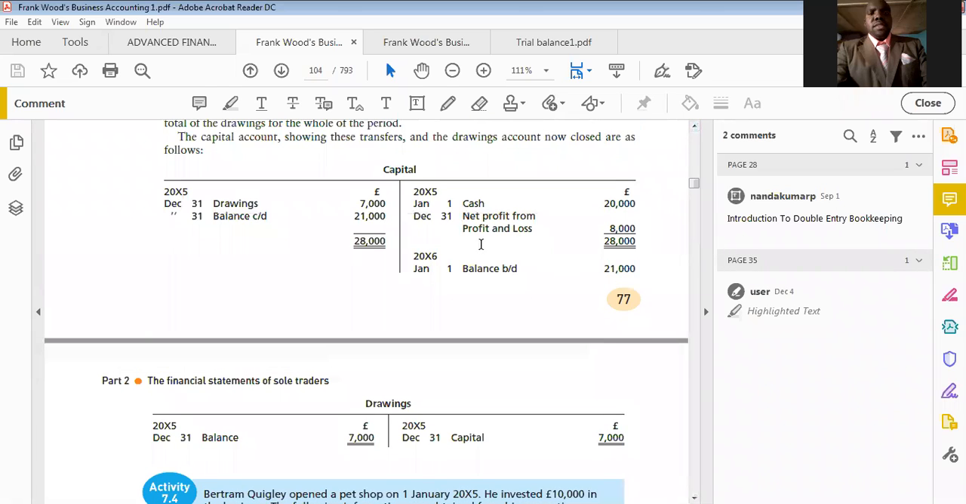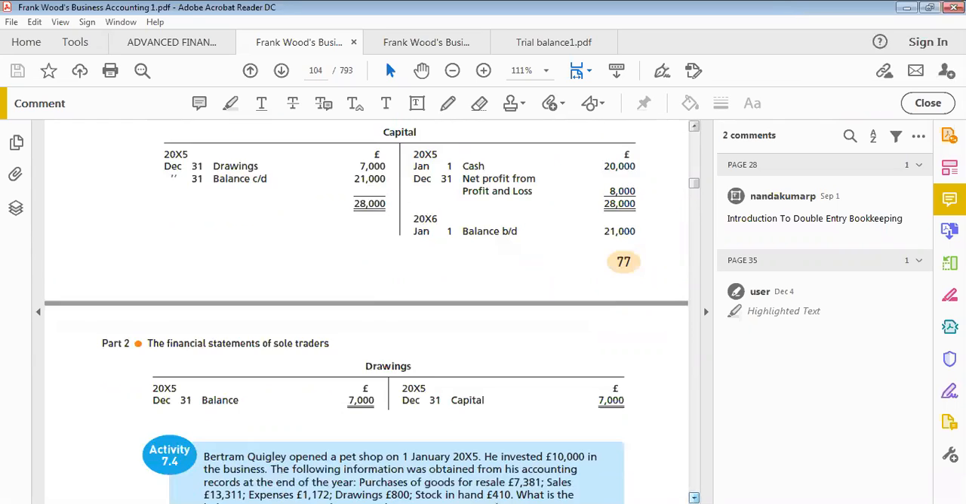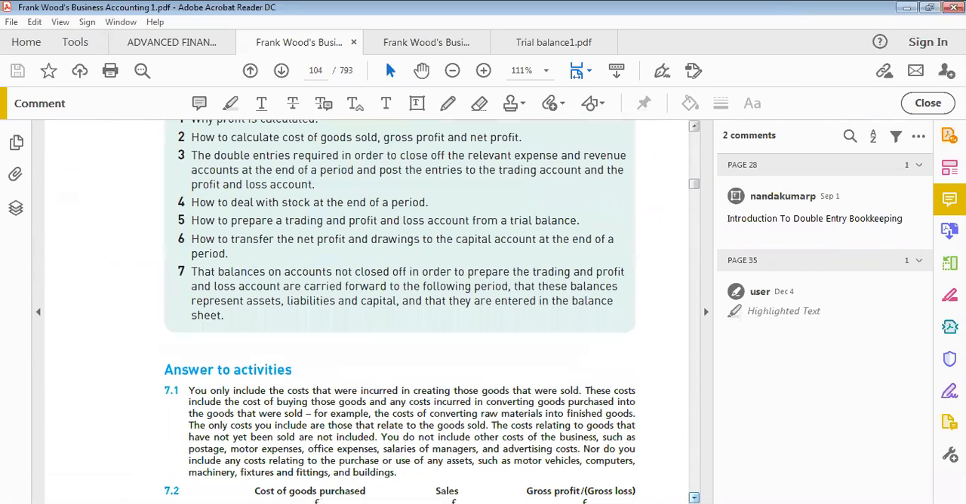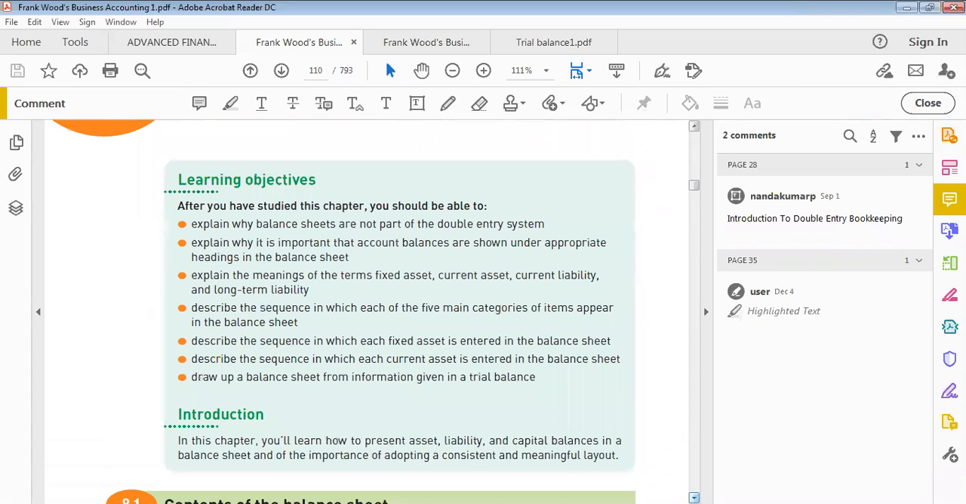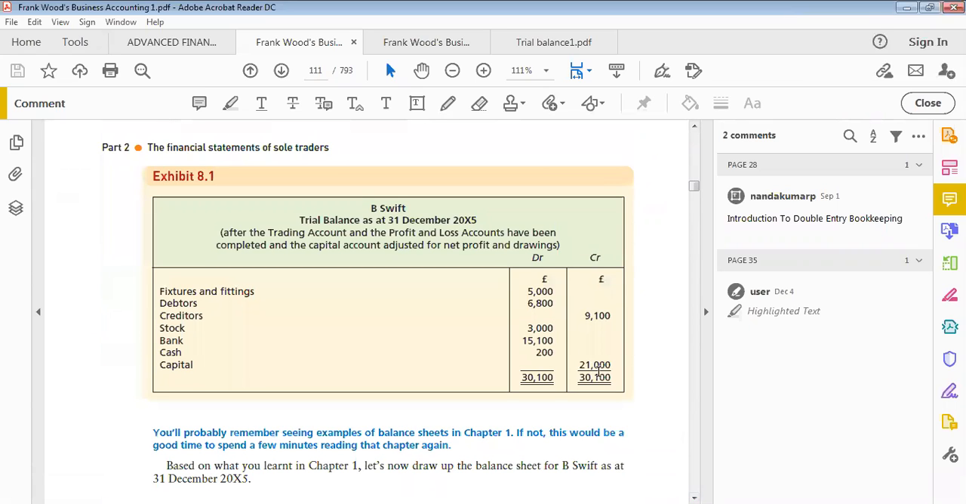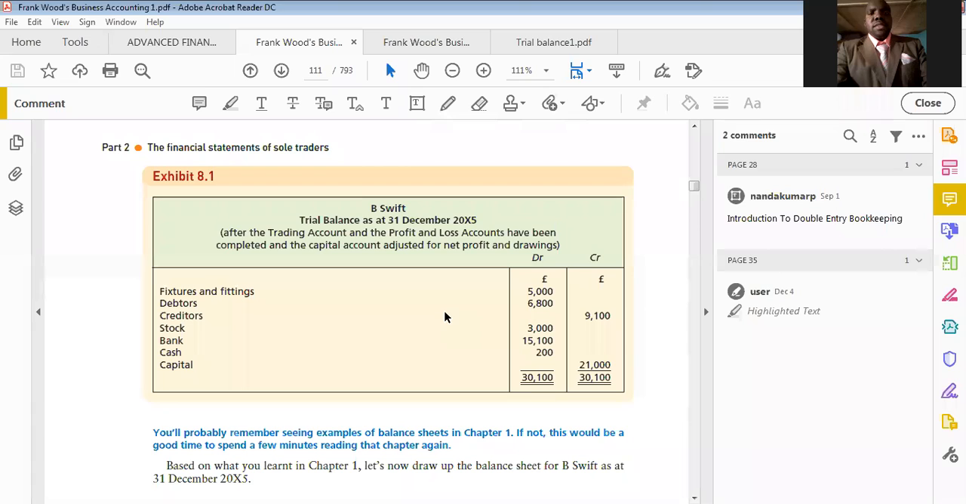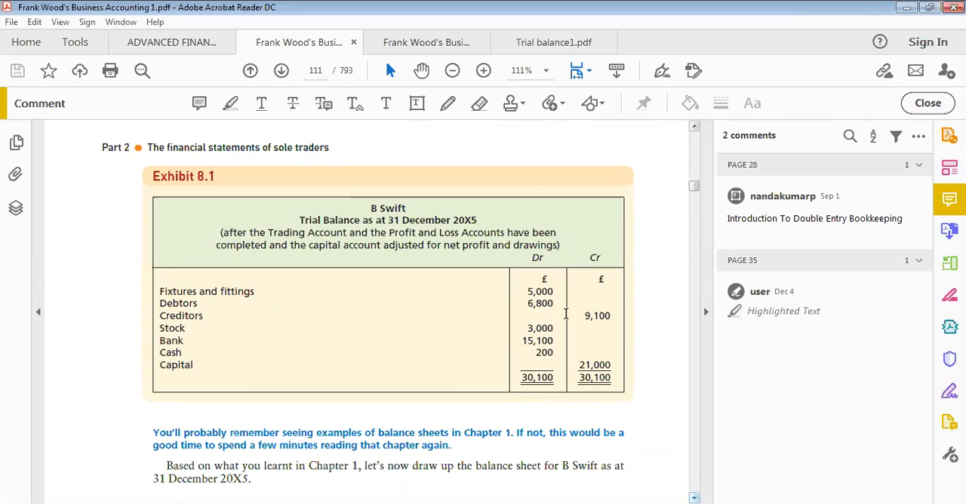Remember this? We adjusted for net profit, which is 8,000, drawings of 7,000, and the balance for the capital now is what? 21,000, right? So that's why you have a capital of 21,000 down here. Right here. So therefore, this one is left off the trial balance after they have done the trading profit and loss account, right? So this is going to be used now to make your balance sheet. Good.